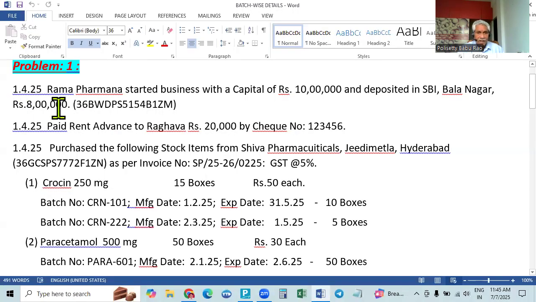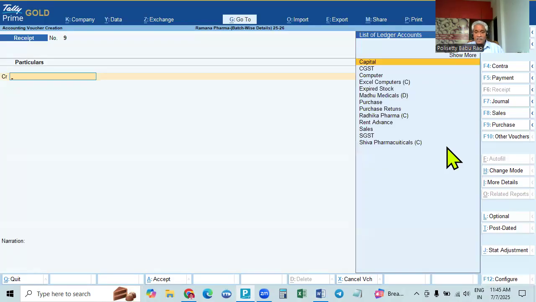And the second one, same date, same thing. It is deposited in the State Bank of India, Balanagar, 8 lakhs. So when you are depositing the amount in the bank, we are making the payment to the bank. But here we are not making payment to outsiders. We are making payment to the bank. So it is a transaction between the bank and the company. Cash to bank, depositing in the bank, withdrawal from bank, transferring from one account to another account in the bank: these transactions are recorded in a journal, F4, contra voucher.